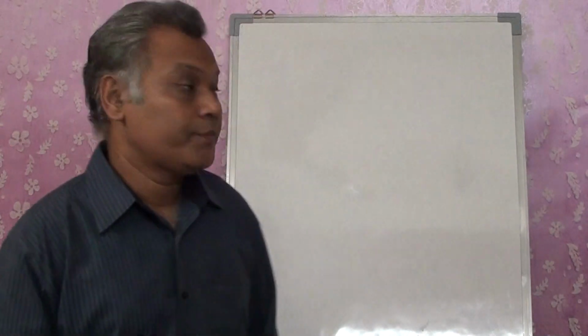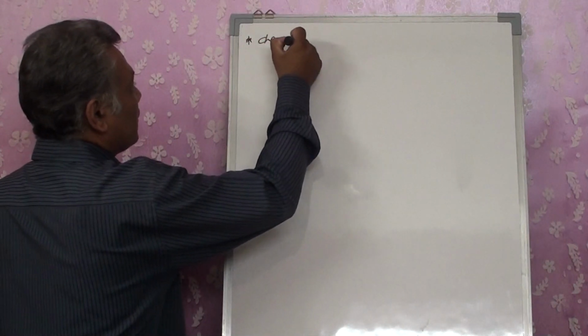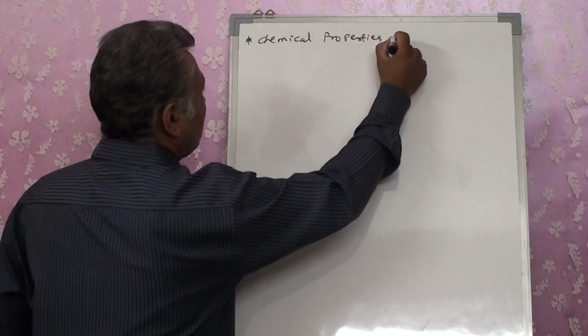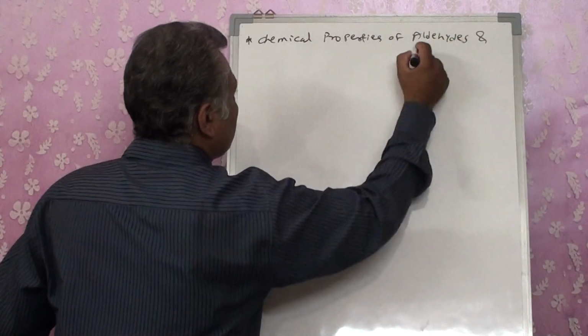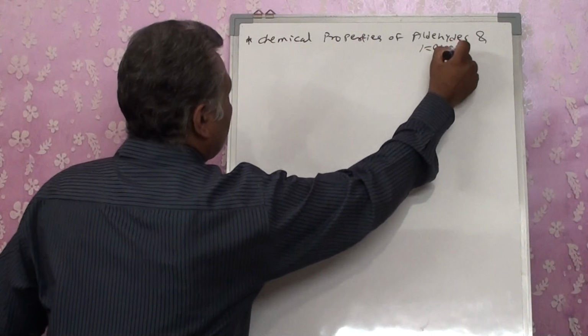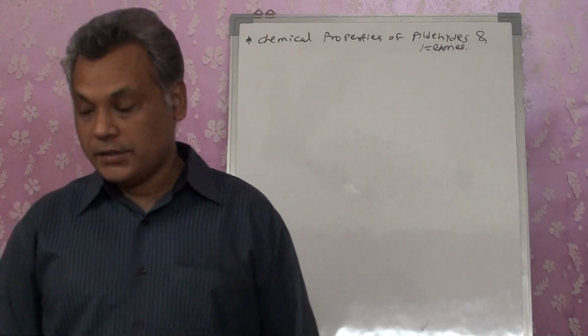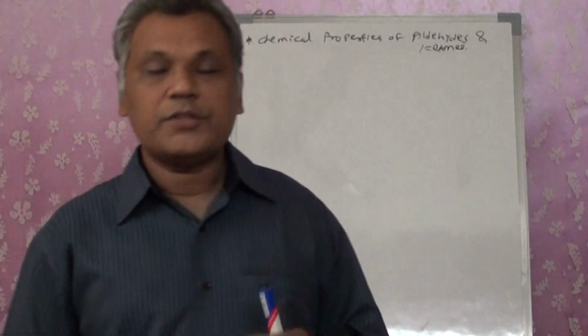We are studying aldehydes, ketones and carboxylic acids. Today we will be going through the chemical properties of aldehydes and ketones. Now, when we are going through the chemical properties of aldehydes and ketones, the first and most important chemical property that we are going to come across is the nucleophilic addition reaction.